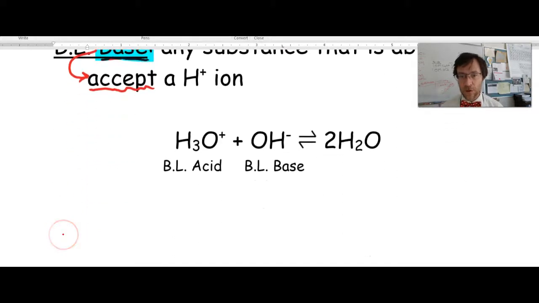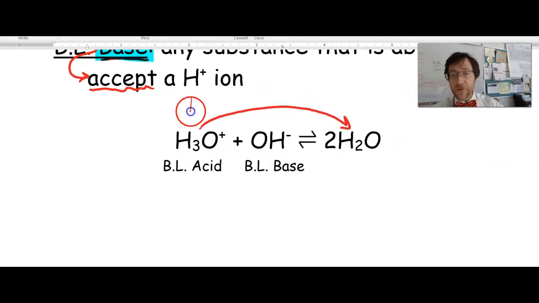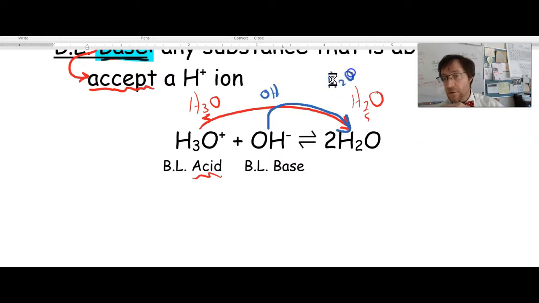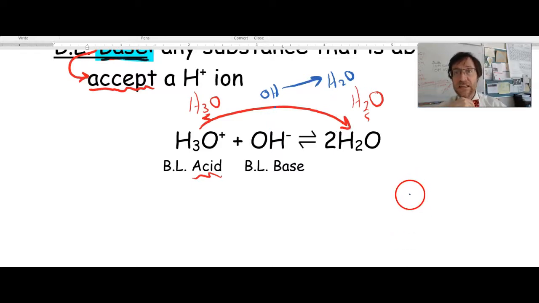And here is what that will look like. In this case, see how it's like an equilibrium? As this substance goes from here to here, it is going from H3O to H2O. If you'll notice, it went from a 3 to a 2. It gave off a hydrogen. So that is going to be an acid. Now this other one right here went from OH to H2O. It gathered, it gained a hydrogen. You see how it gained? And so because it gained a hydrogen, it's going to be called a base.